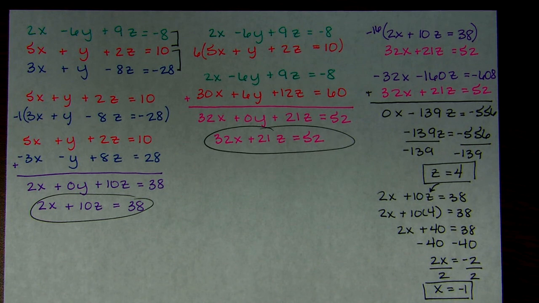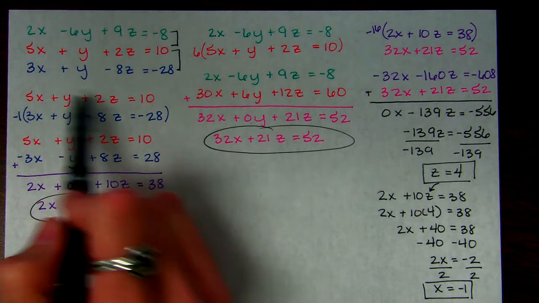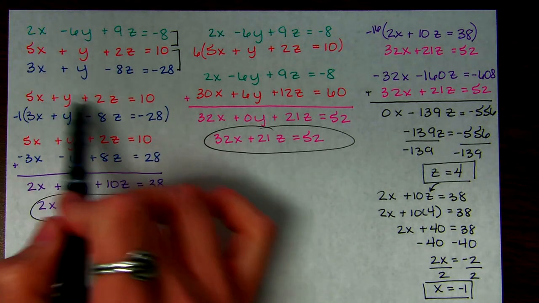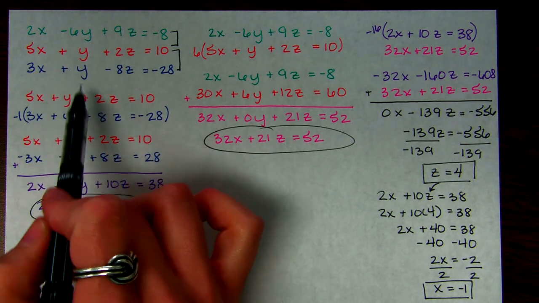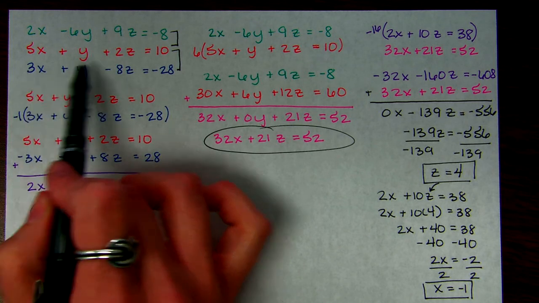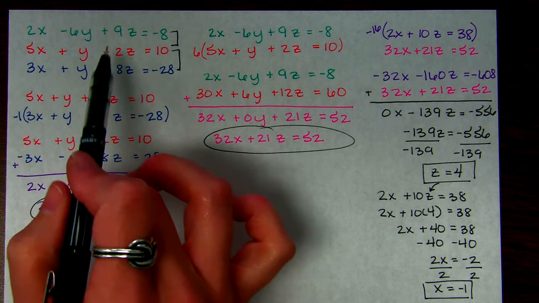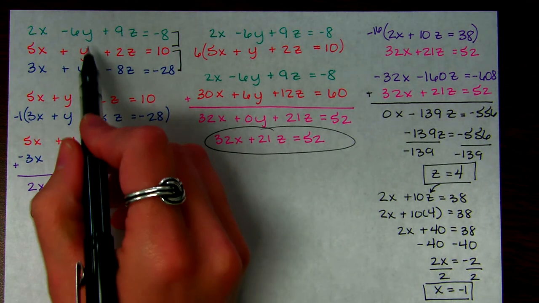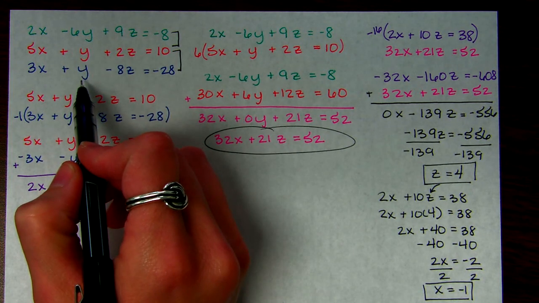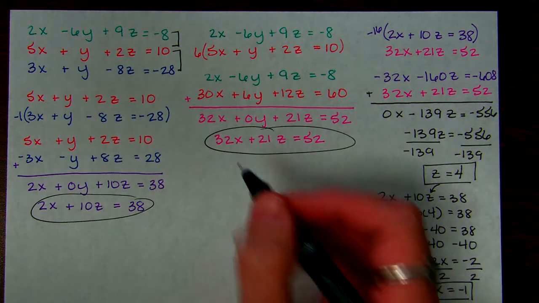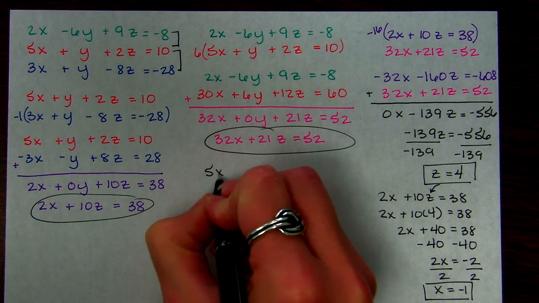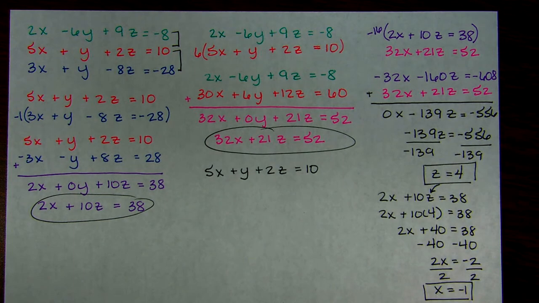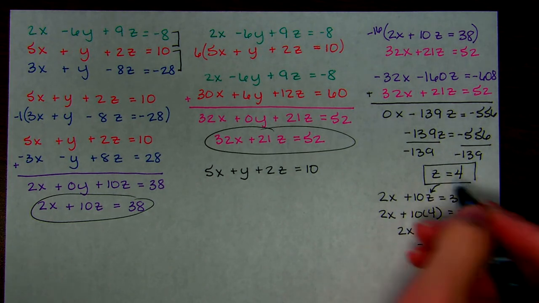And what we want to do with those two variables is go back to one of our three original equations and solve for the third variable, which is y. And so I'm going to use the middle one. Either one of these is easiest. Any equation works, but I like the red and the blue one because they're just alone y's. But I'm going to use the red one. So the 5x plus y plus 2z is equal to 10. And I know that z is 4.